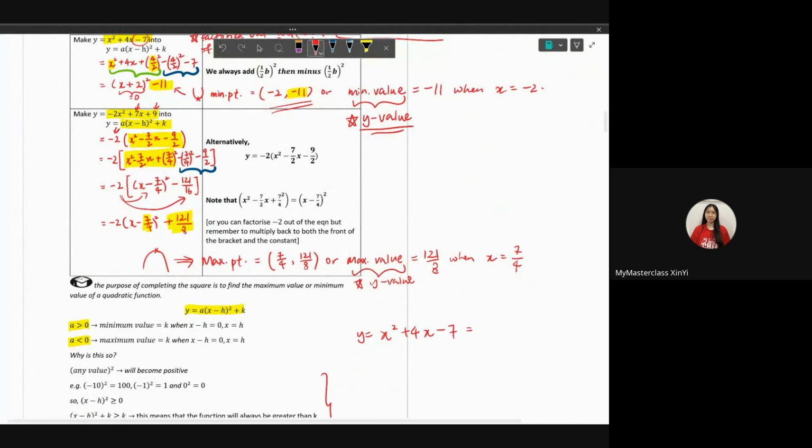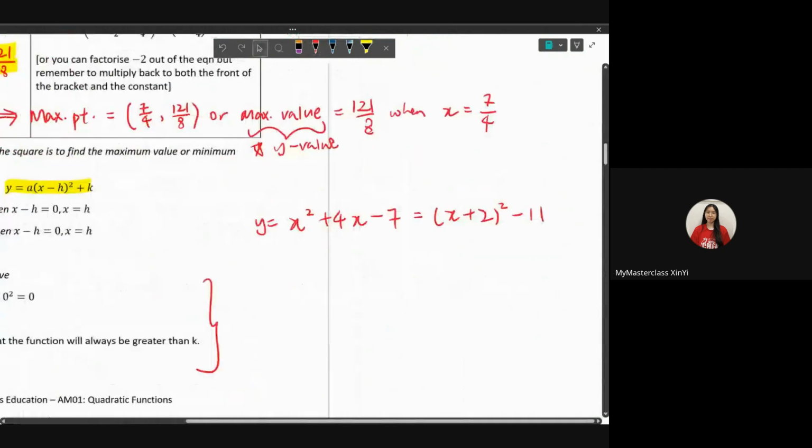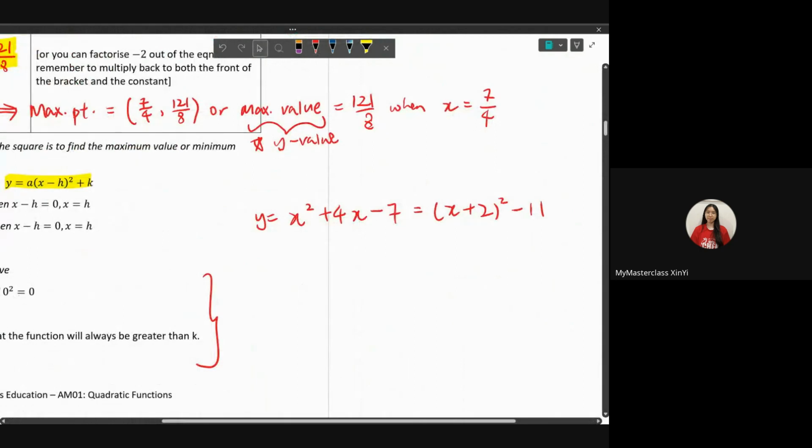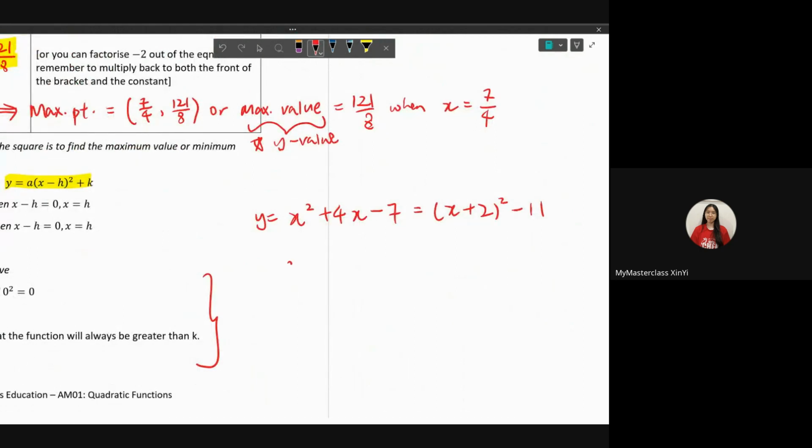This in your completed square form is (x + 2)² − 11. Now, what you have learned so far about square values is that they should always be positive, correct? So let's do it step by step. This value here should always be more than or equal to 0, right?